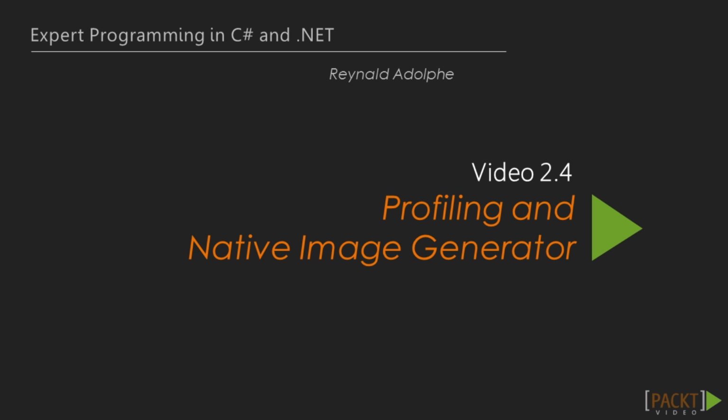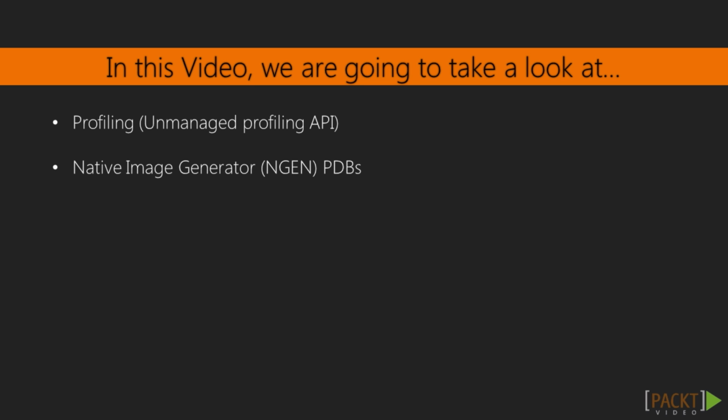Now the last two new features in the .NET 4.6.1 framework that I'd like to hit on are related to profiling and the native image generator, specifically the unmanaged profiling API and the native image generator PDBs. PDBs standing for program databases and native image generator often referred to as NGen.